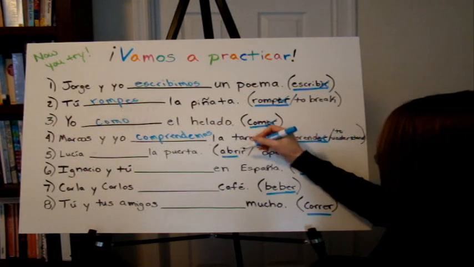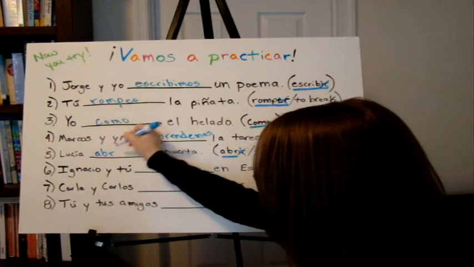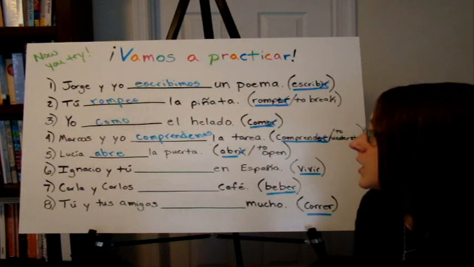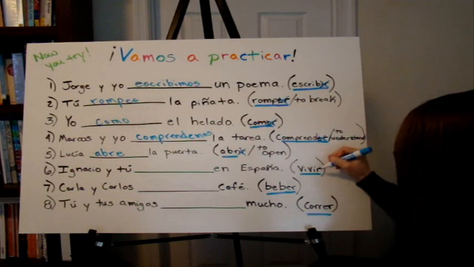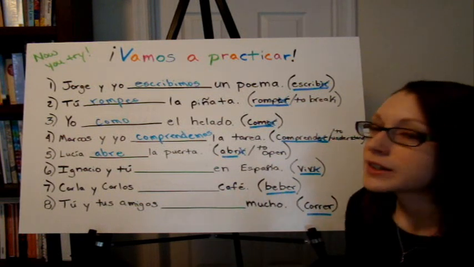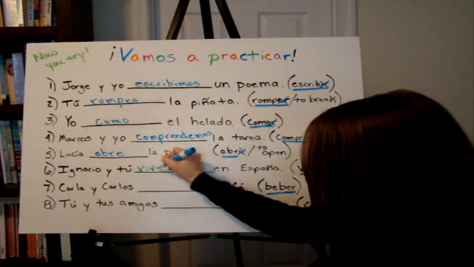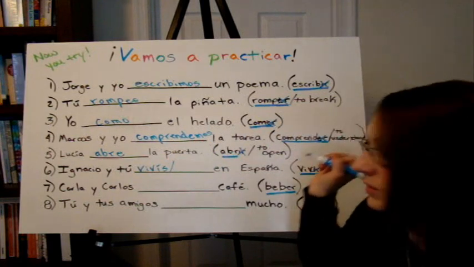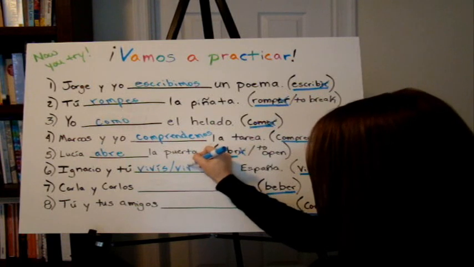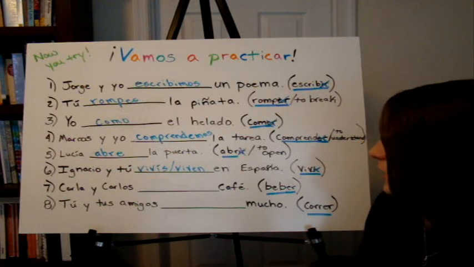Lucia, abrir, IR verb. Lucia, one girl, so this will be the singular form. Abre la puerta. Lucia opens the door. Ignacio y tú, vivir, which means to live. Ignacio and you live in Spain, so since they're living in Spain, they are probably using the vosotros form. So you could say vivís. However, if someone else is talking and they're not from Spain, then they'll use the ustedes form, which would then be viven. So either one of those would be an acceptable conjugation form.